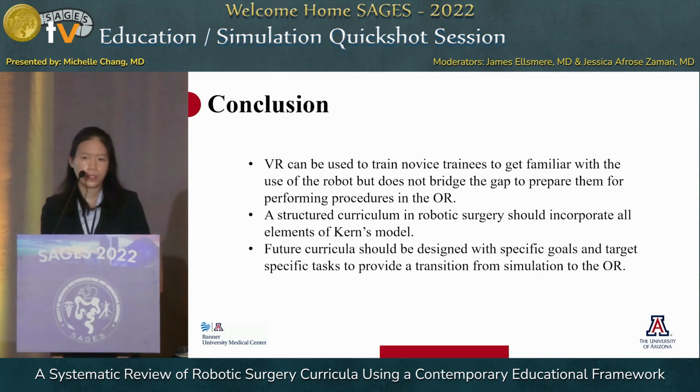So some of the conclusions that we came to were that a lot of the existing curricula have gaps that we identified. And the most common feature that we saw was that a lot of these curricula relied on the use of the intuitive virtual reality simulator. The simulator is great for training novice learners to use the robot, but it really doesn't bridge the gap as far as actually performing surgeries. A structured curriculum should incorporate all of the elements of Kern's model. And then lastly, future curricula should be designed with specific goals and targeting specific tasks for better transitioning from simulation to OR.